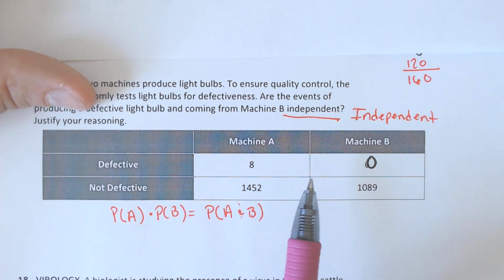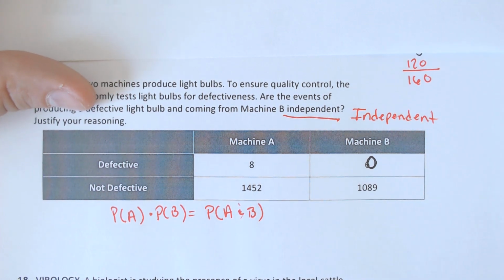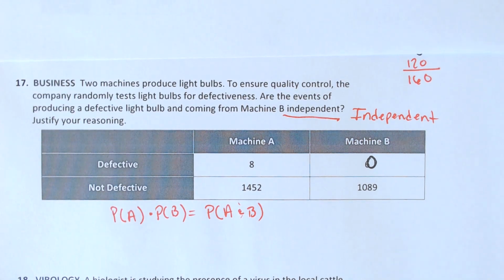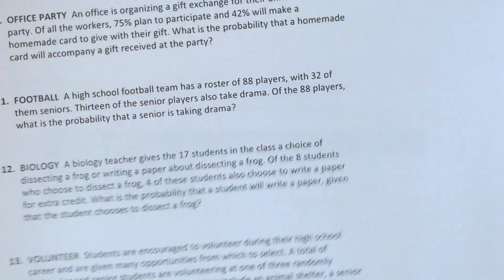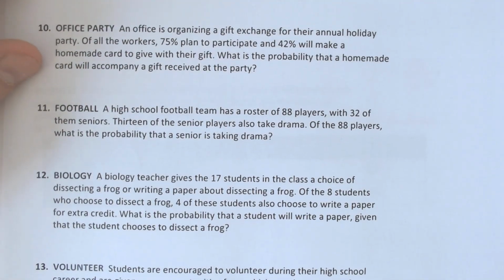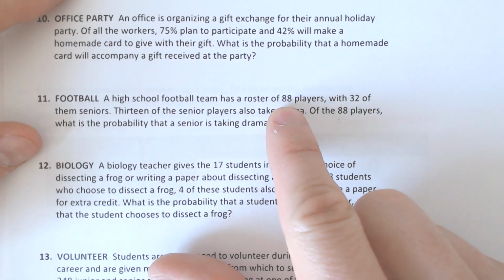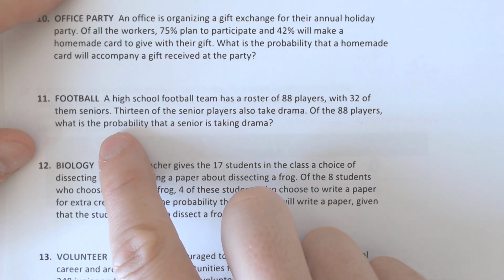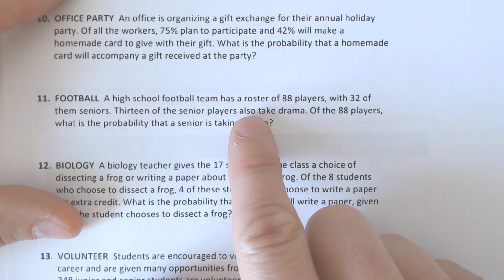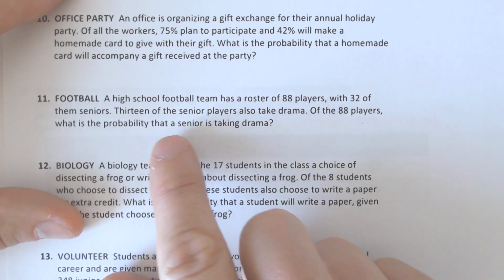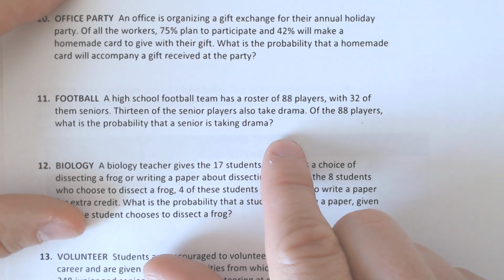Normally with two-way frequency tables, one is dependent on the other because you are given some other information. Okay? So, more conditional probability. Let's do football. A high school football team has a roster of 88 players with 32 seniors. 13 of the seniors also take drama. Of the 88 players, what is the probability that a senior is taking drama?